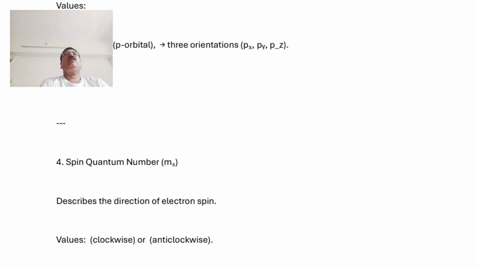Remember that no two electrons have all four quantum numbers the same. This is a very important statement. That is, no two electrons present in an atom have all four quantum numbers the same, and this is a specific quantum number property.